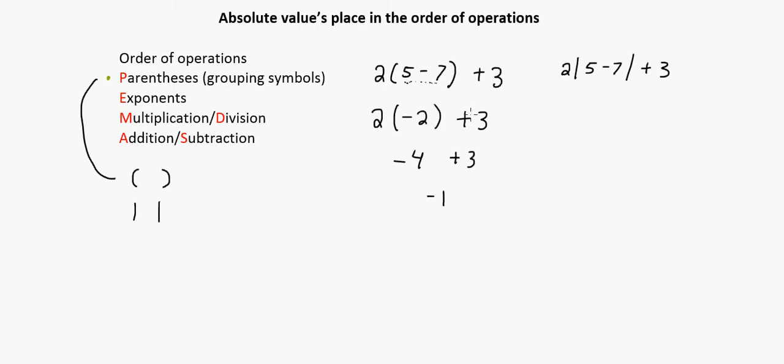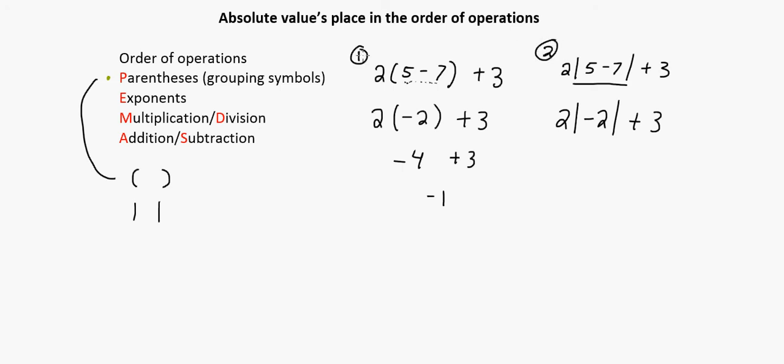So now let's look at how that relates to a similar expression, except instead of parentheses I have the absolute value. I'm still going to do the operations inside the absolute value first, this 5 minus 7. So I'm left with 2 times the absolute value of negative 2 plus 3. I'm going to label this expression 1 and expression 2.